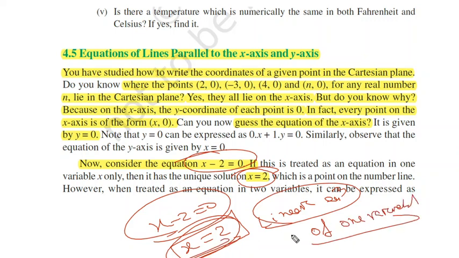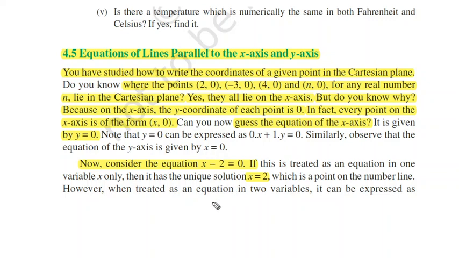Okay, it's a linear equation of one variable. Now you know a linear equation of one variable has a unique solution. You can see it's a unique solution, x equal to 2 only. But we can write this equation in the form of a linear equation in two variables. Let's write that equation as a linear equation of two variables.